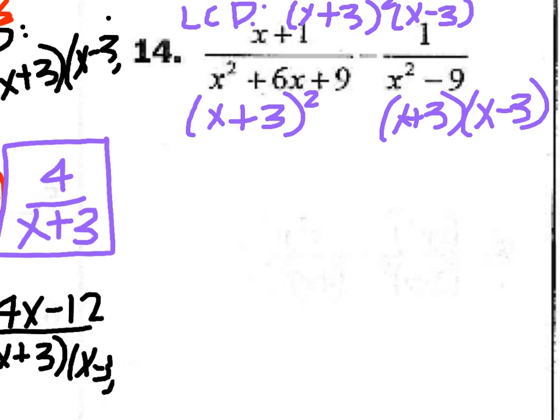So when I look at that first fraction, I need to ask myself, what am I missing in the denominator? And we are missing an x minus 3. So I'm going to multiply by x minus 3 over x minus 3. So I'm going to go ahead and write that out.